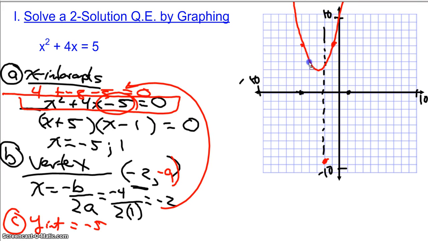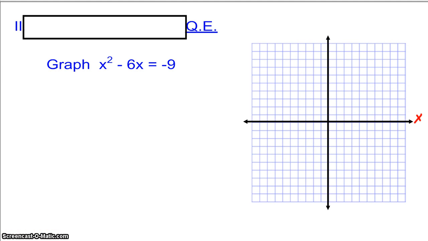And then what about this? What if it was translated up here? 0. No solutions. But is it graphable? Yes. I can graph this parabola, but it doesn't ever touch the x-axis. So it's called a 0 solution. So that's what we're about to see, these other 2 options. You have the option of 2 solutions, 1 solution, or 0 solutions. Okay, so we're going to take it through the 3 steps again.